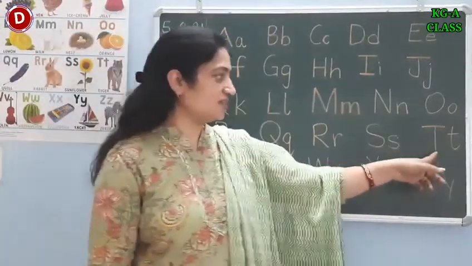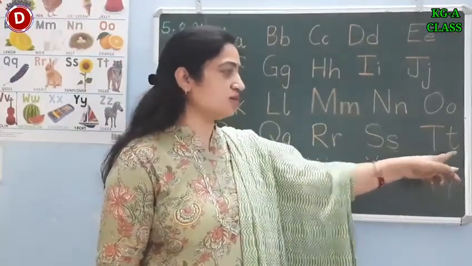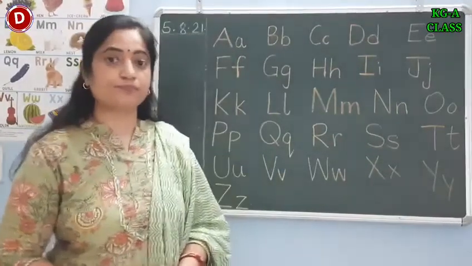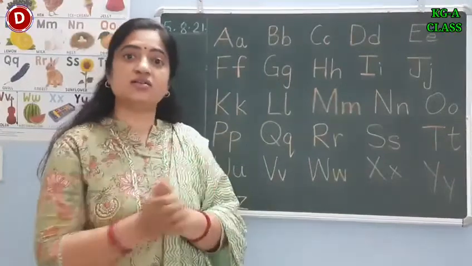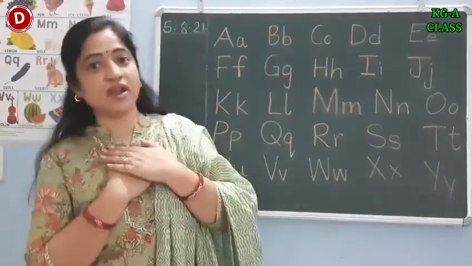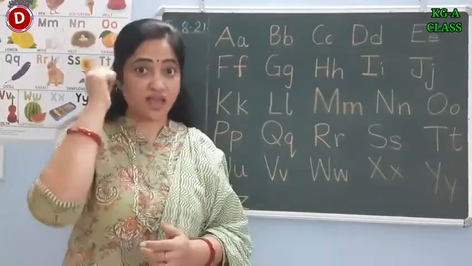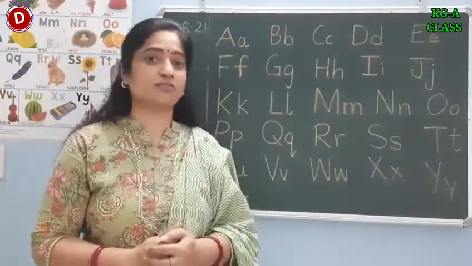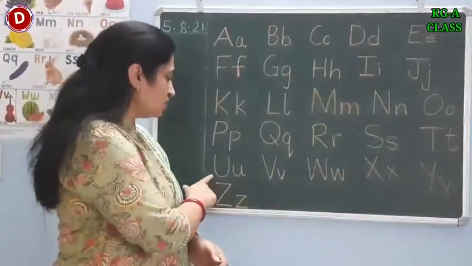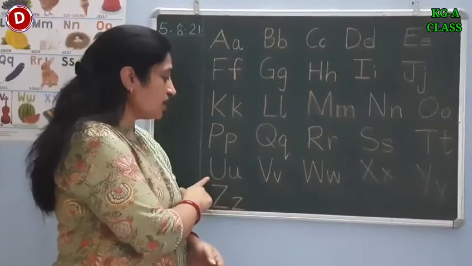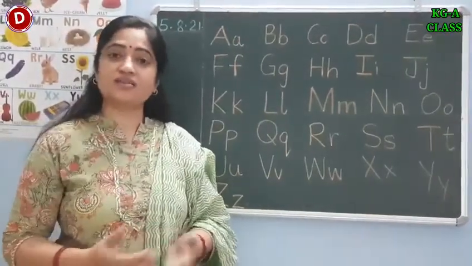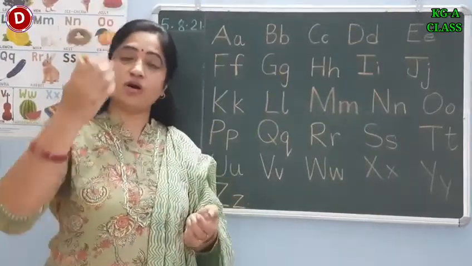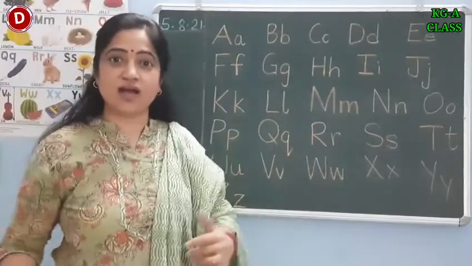Now comes T. This is capital T and this is small t. T says T. When I watch the tennis game, my head goes back and forth. After T comes U. U says up. Up go umbrellas when it rains so hard.